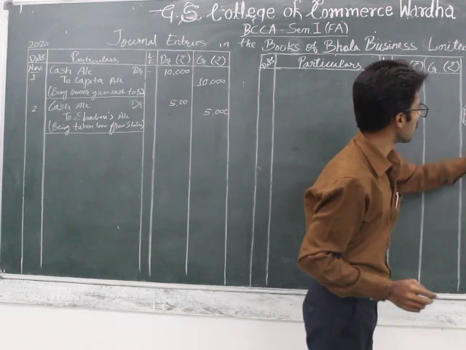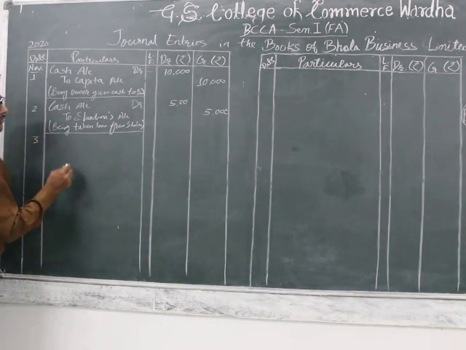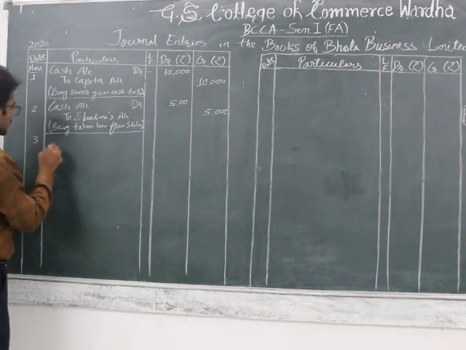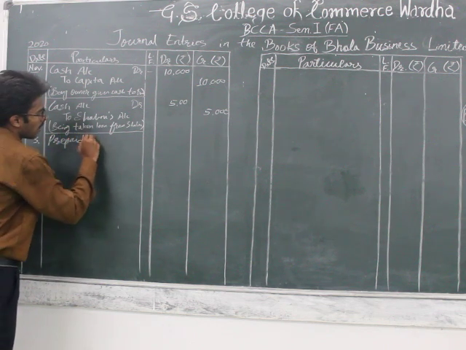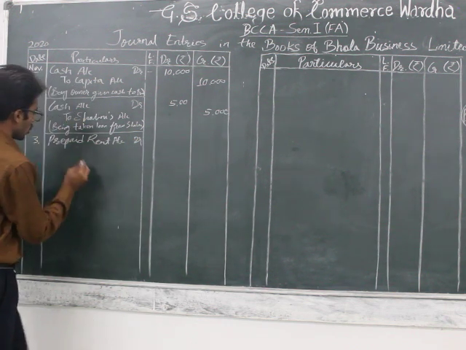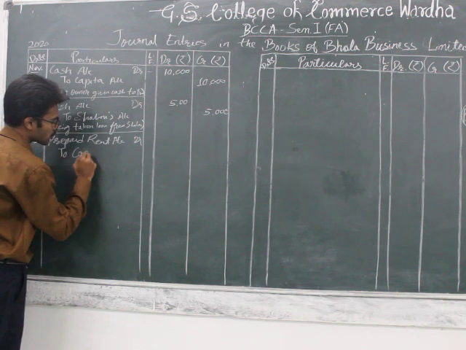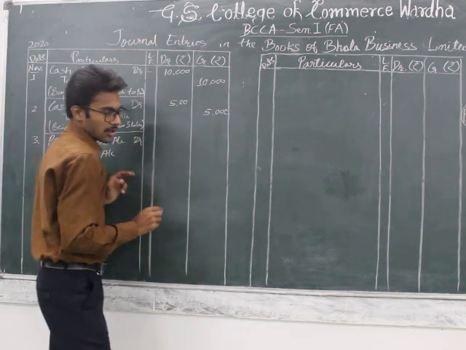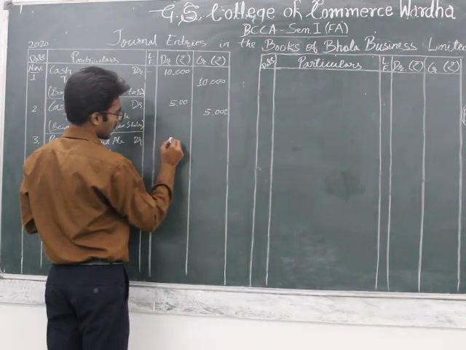So prepaid rent account debit to cash, right? On 3rd of November we have paid rent in advance. That's why the entry will be: prepaid rent account debit to cash. We are giving cash. Cash is going out. That's why cash will be credited with the amount of rupees 750.